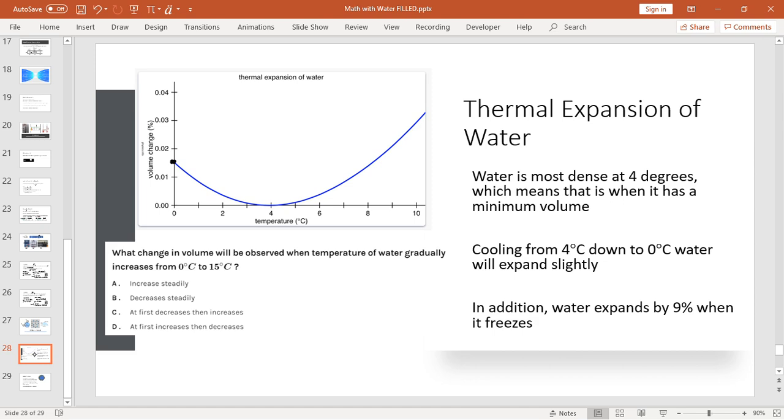So to look at this multiple choice question I just grabbed from somewhere, what happens as the temperature of water gradually increases from 0 to 15 degrees Celsius? It's actually going to, between 0 and 4, decrease in volume, right? And then as you move from 4 to 15, it's going to increase in volume. So that is not normal. Everything else, as you cool it, always decreases. But water will expand between 0 and 4 and expand when it freezes.